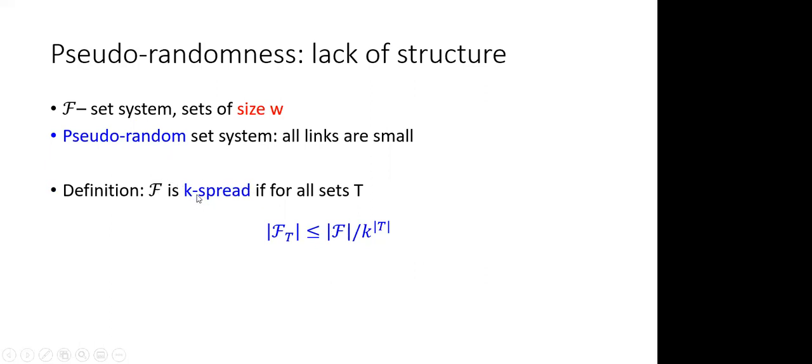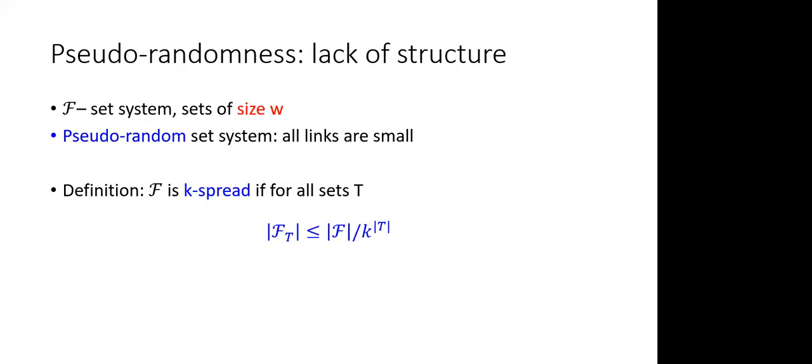I'll call a set system K-spread if all the links are small, and concretely, if I go to links of a set T, it shrinks down by a factor of at least K. So if I go to links of a single element, it shrinks by a factor of K. If I go to links of 2 elements, then I shrink by K squared and so on. So the links shrink exponentially fast with some parameter K.